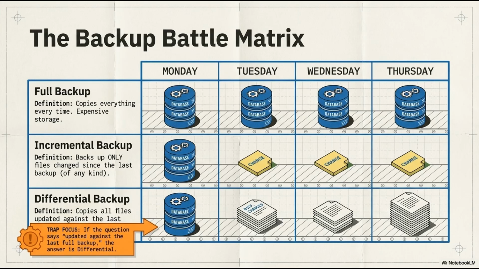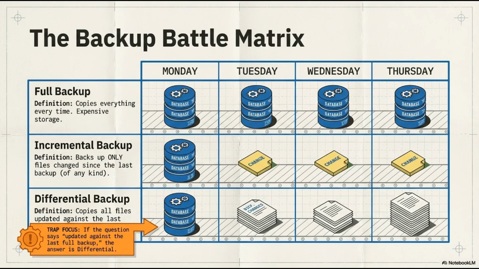Let's break down the math on that. An incremental backup only backs up what changed since the last backup of any kind. Right. So Tuesday's incremental only saves what changed on Tuesday. Wednesday's only saves what changed on Wednesday. But a differential backup copies everything that has changed since the last full backup. Yes, that's the key difference. So Thursday's differential includes the changes from Tuesday, Wednesday, and Thursday. If my database changes by 10 gigabytes a day, by Thursday, my differential backup is 30 gigabytes.